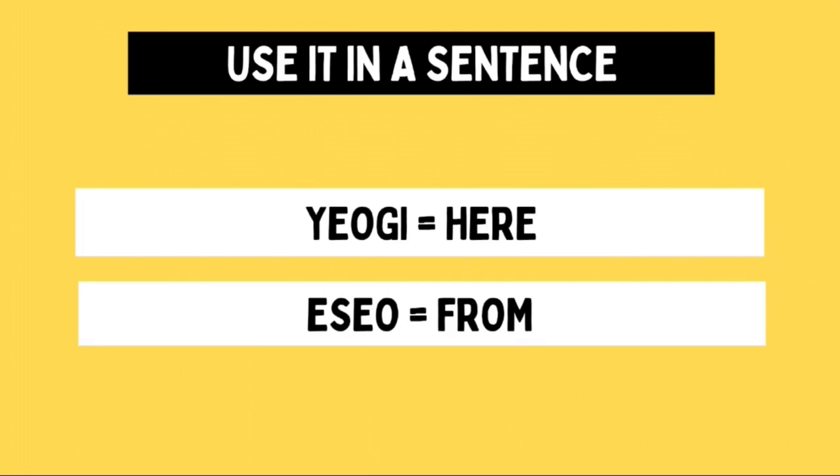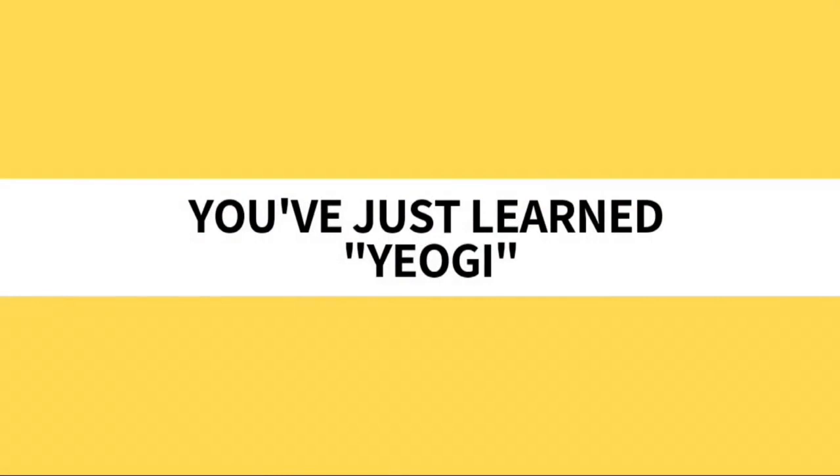For example, someone asked me, where is this object from? I can answer yogi eso. So I can say, it is from here. So again, yogi eso is from here. And with that, you've just learned yogi.